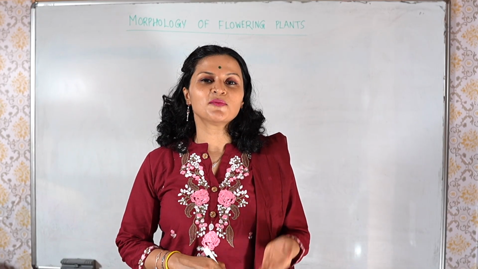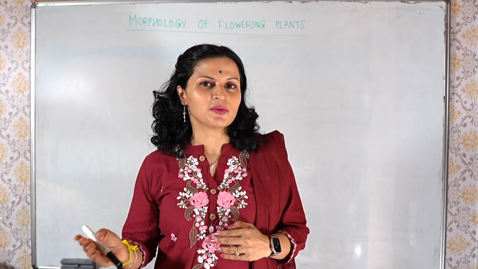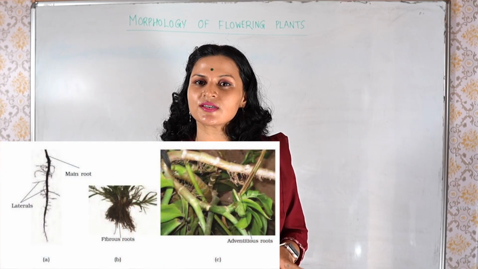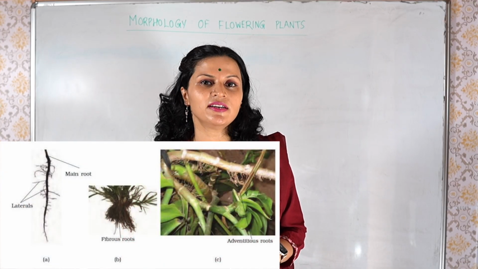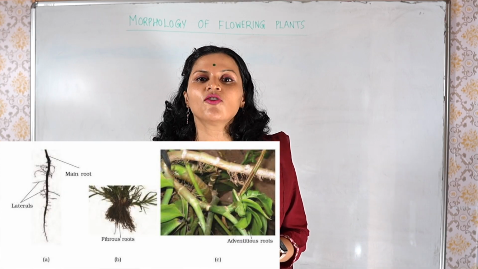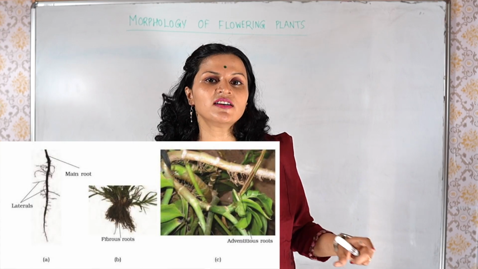The root system is the below ground part of the plant and the shoot system is the above ground part of the plant. The root system is divided into three different types: the taproot system, the fibrous root system and the adventitious root system. In taproot system, the radicle elongates and forms the primary root. This primary root gives rise to the secondary roots and the tertiary roots.